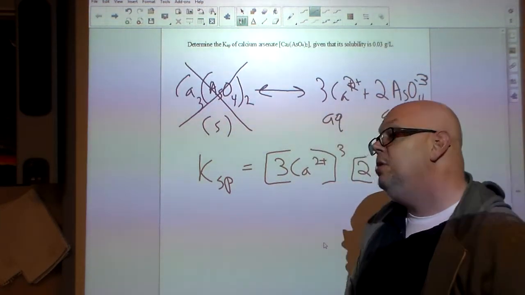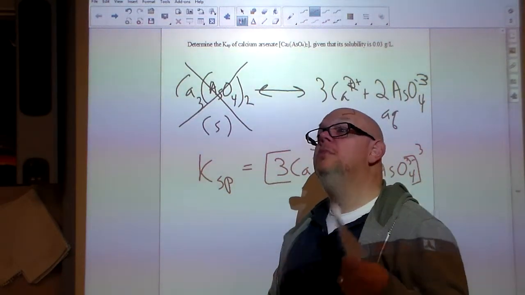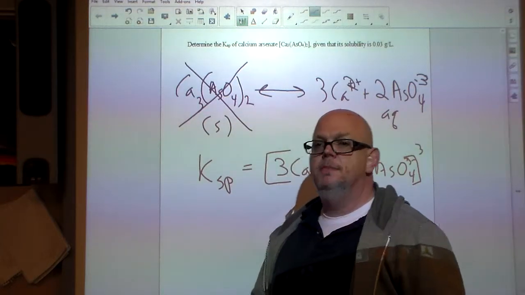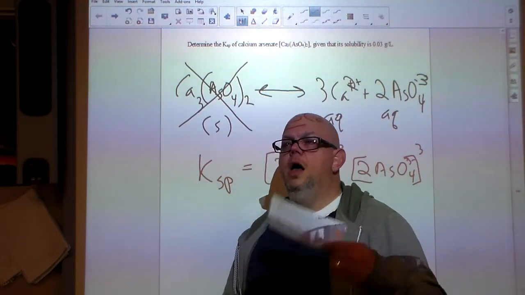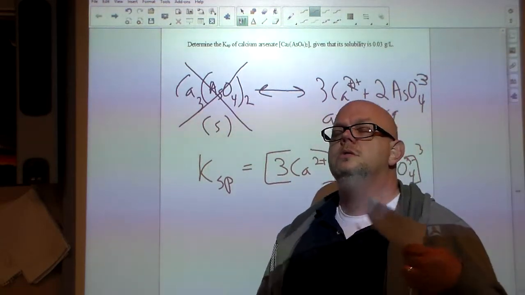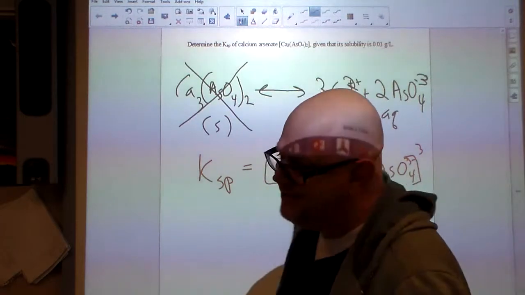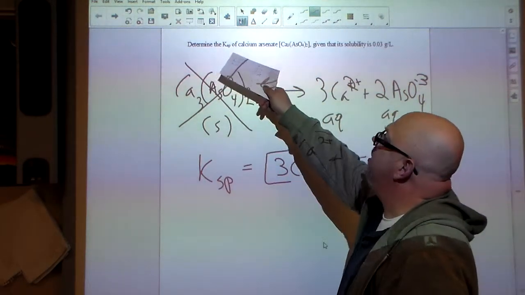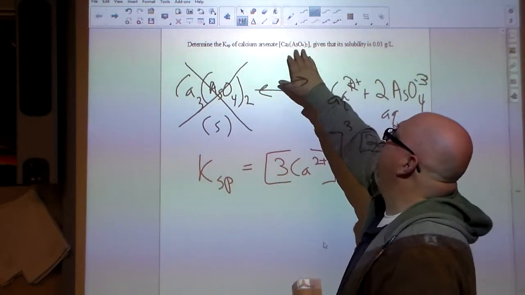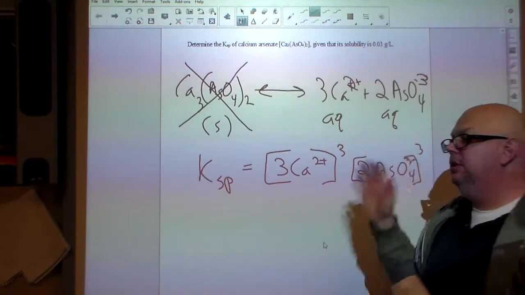Okay, we're continuing on the series of KSP problems dealing with the equilibrium of the solubility product. In the previous video, I made one where you were given the molar solubility. Okay, sorry, it's after school, I'm a little tired. Now, in this case it says determine the KSP of calcium arsenate, given that its solubility is 0.03 grams per liter.